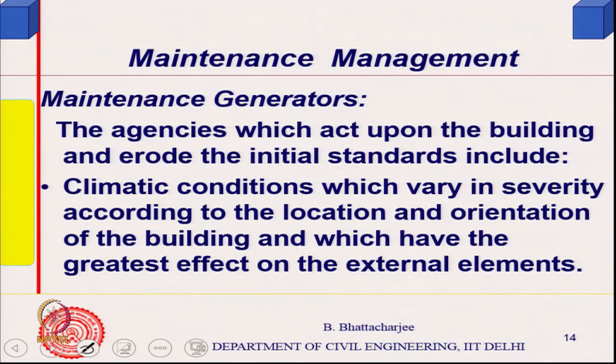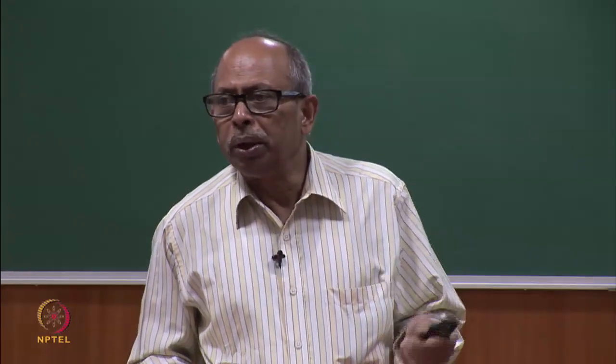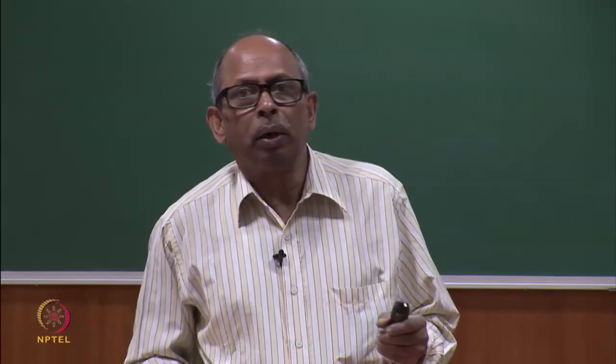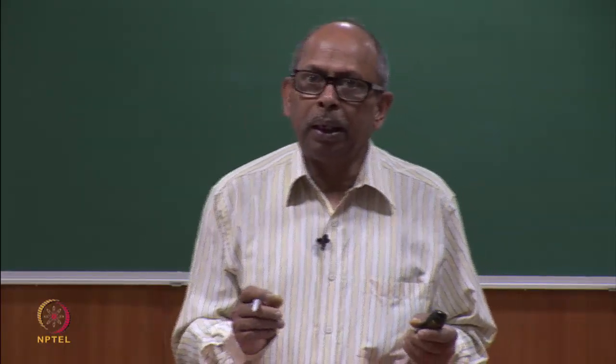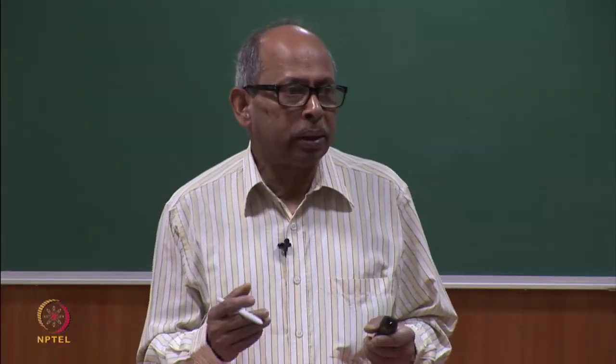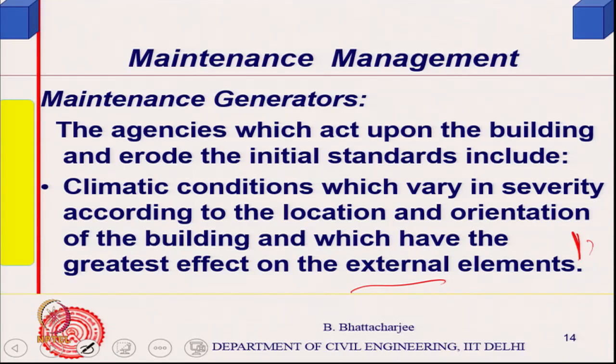Then I was looking at what generates maintenance. We said the agencies are, one, the climatic condition, which has a major effect on external factors. For example, rain, wind, etc., particularly wind driven rain, and they would result in deterioration of certain elements or affect many things. For example, in moist environments, any steel or metal will start corroding and so on. So, the environment has an effect.